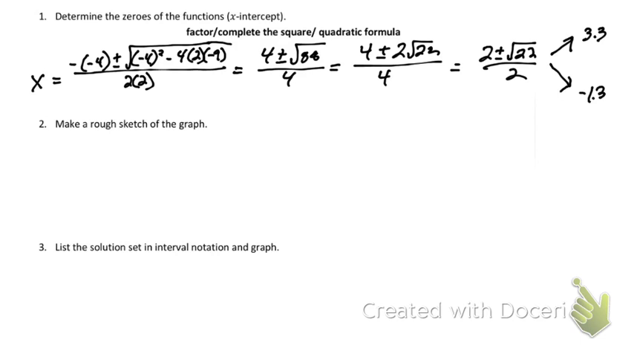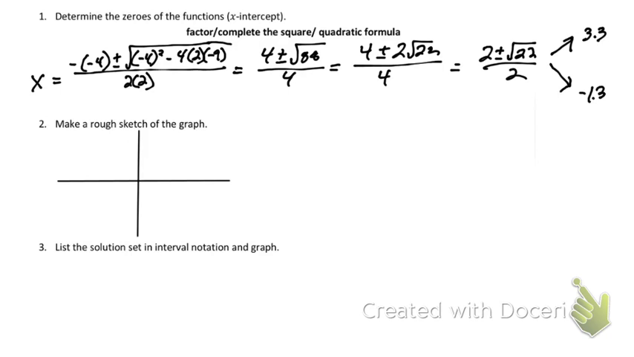All right, then it says to make a rough sketch of this. So that's where I approximated. It's about 3.3 and negative 1.3. It's not a huge deal that you make your rough sketch 100%. We just want to figure out, is it between two numbers, or is it negative infinity to a number and then a number to infinity?